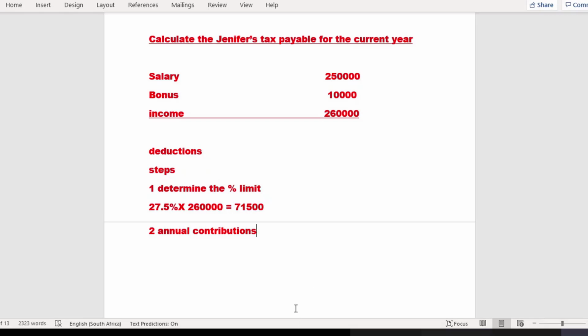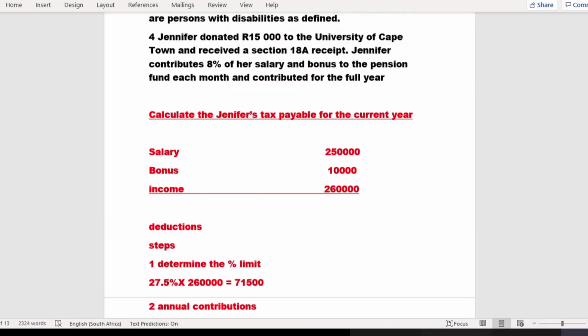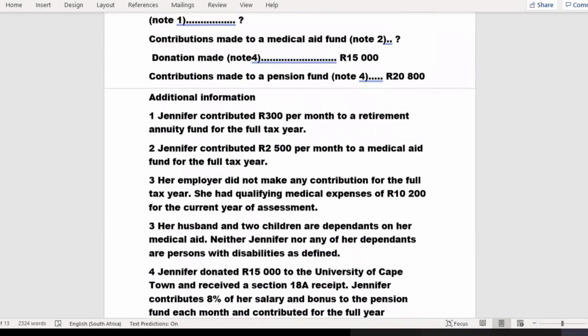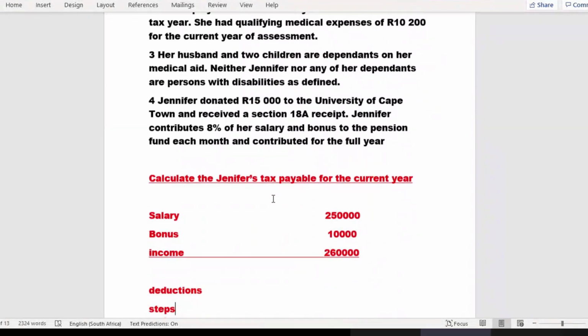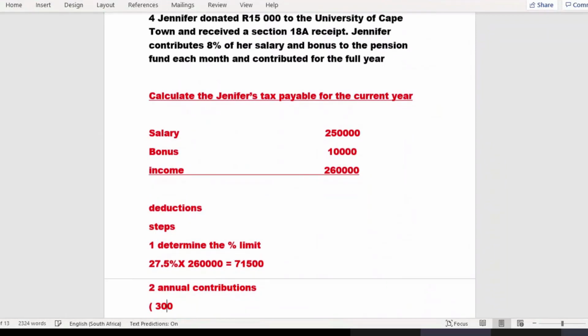But how much are your contributions? Let me go back to the question so that you can see. Okay, so we've got an expense contribution made to the retirement annuity fund. Let's look at note number 1. They say that Jennifer contributed 300 Rand per month towards the RAF for the full tax year. What do we do with this? We multiply the 300 Rand times 12, and then it's going to be 3,600.